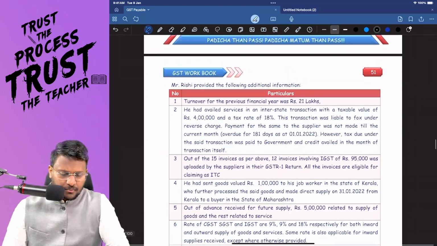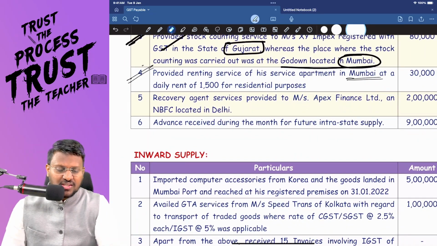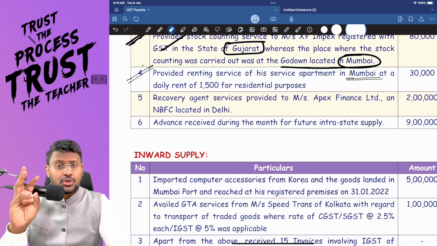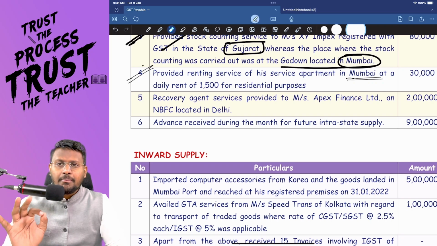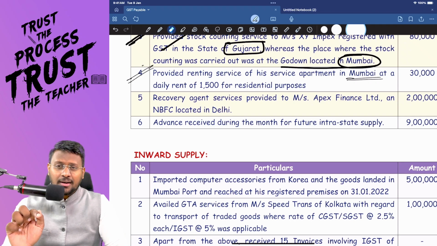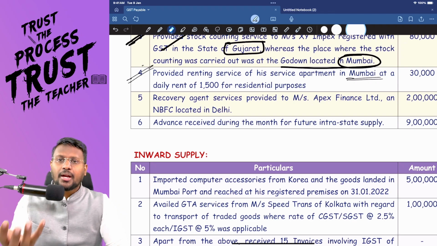Comfortable, sir? So what this question is teaching us is that we should be very well versed with the place of supply rules. Place of supply sections 10, 11, 12 and 13 should be at your fingertips. It's a 10 mark area for examination, my dear lovable students. If you have already revised, well and good. Otherwise, sir, spend 1 hour after this question to revise all the place of supply provisions. That is a value addition you will be getting.